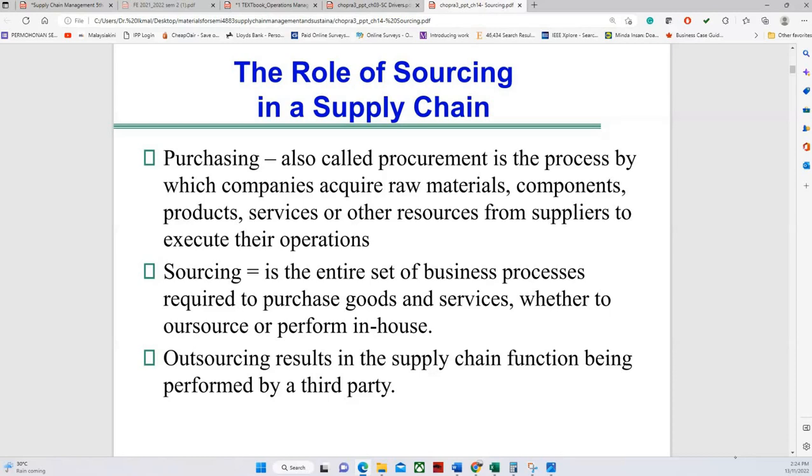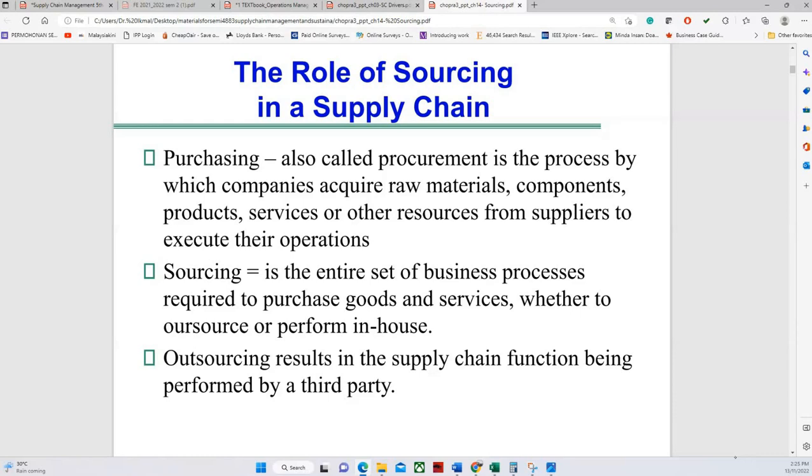Okay, so purchasing is also called procurement. Right, procure. In Malay we call it perolehan, procurement. It's the process by which companies acquire raw materials, components, products, services, or other resources from suppliers to execute their operations. I might say that this is a front liner for you to receive resources. Any resource, raw materials, anything. Machines too: if you want to buy a machine, you have to go through the purchasing and procurement group as well.